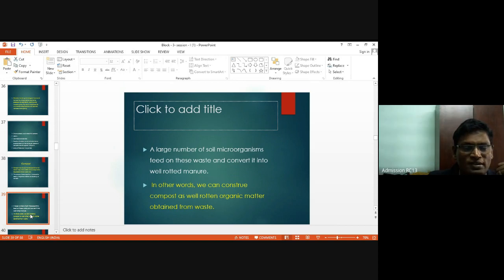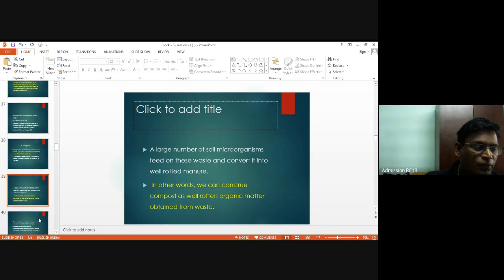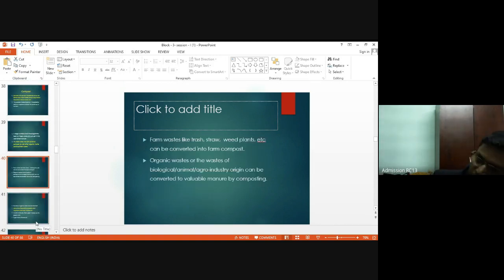In other words, we can construct compost from rotten organic matter obtained from waste. So when we say compost, the waste collected from organic sources is converted into a useful product, a manure, what we call compost manure. Farm waste like trash, straw, wheat plant, etc., can be converted into farm compost.